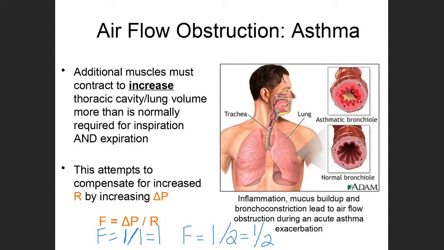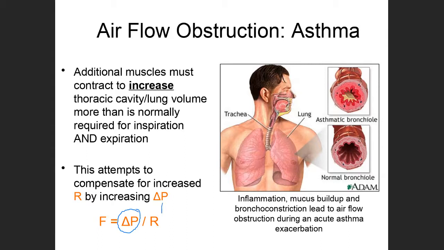What a person who's having an asthma attack is trying to do is compensate for that increase in resistance. So without medication, they can't change the increase in resistance. It's there. What that means is the only thing that they have any control over is the difference in pressure between intrapulmonary pressure and atmospheric pressure. So they try to control this part of the equation.